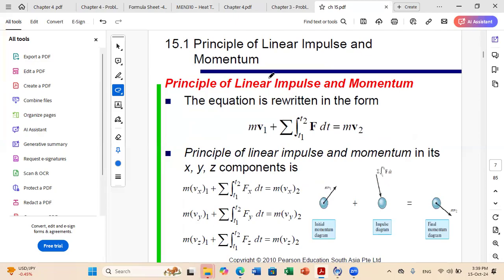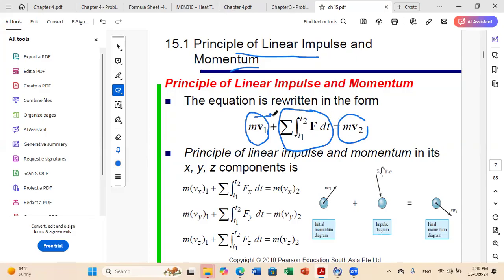So now, this is what we call the principle of linear impulse and momentum. It's stating that the initial linear momentum plus summation of linear impulses acting on the particle is equal to the final linear momentum. Or in other terms, if mv1 was here, summation of impulses is equal to variation in linear momentum. This is a vectorial equation.